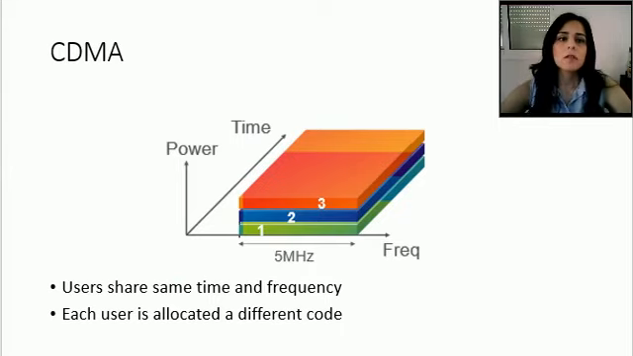CDMA, code division multiple access. It is a digital technique for sharing the frequency spectrum. Users will share the same time and frequency. This technique will employ codes in order to separate between users in the frequency spectrum. This figure shows, for example, wideband code division multiple access used in UMTS, and it will utilize 5 MHz bandwidth.